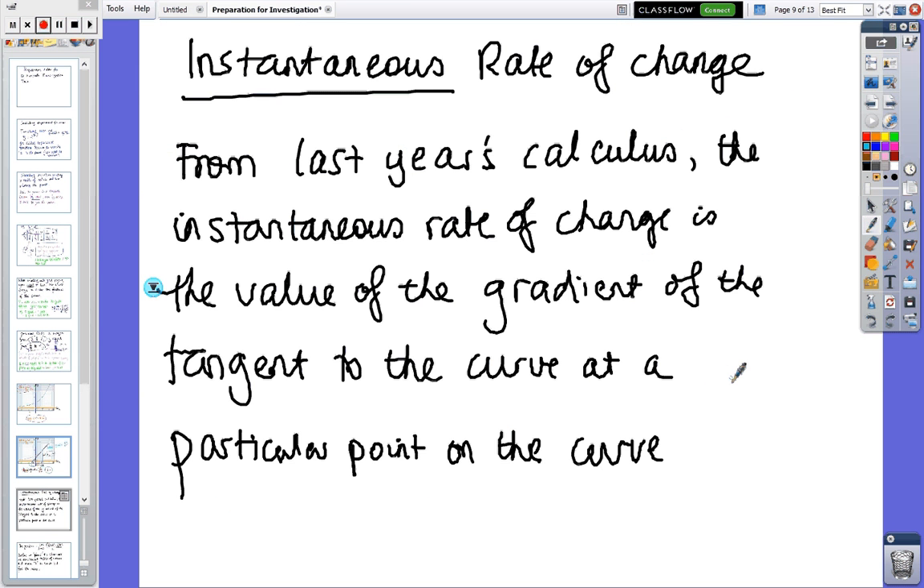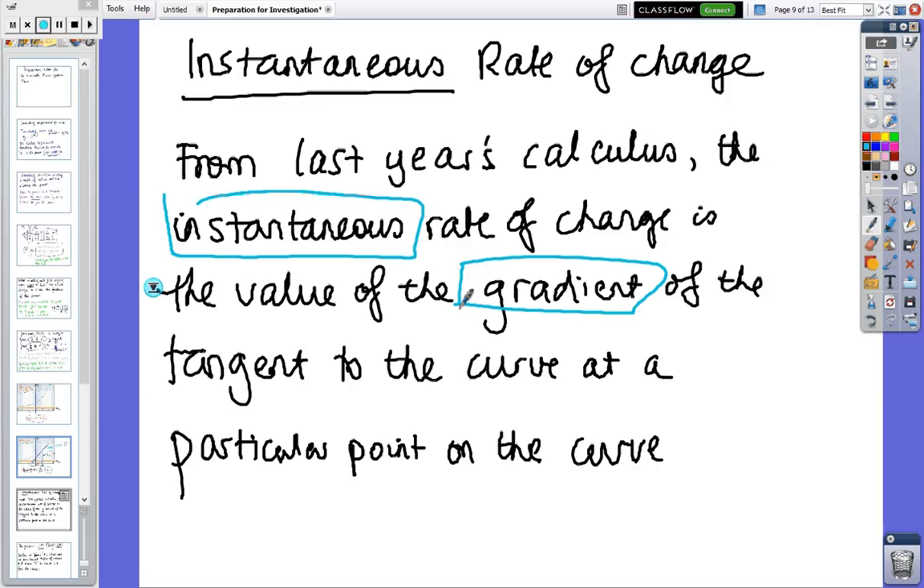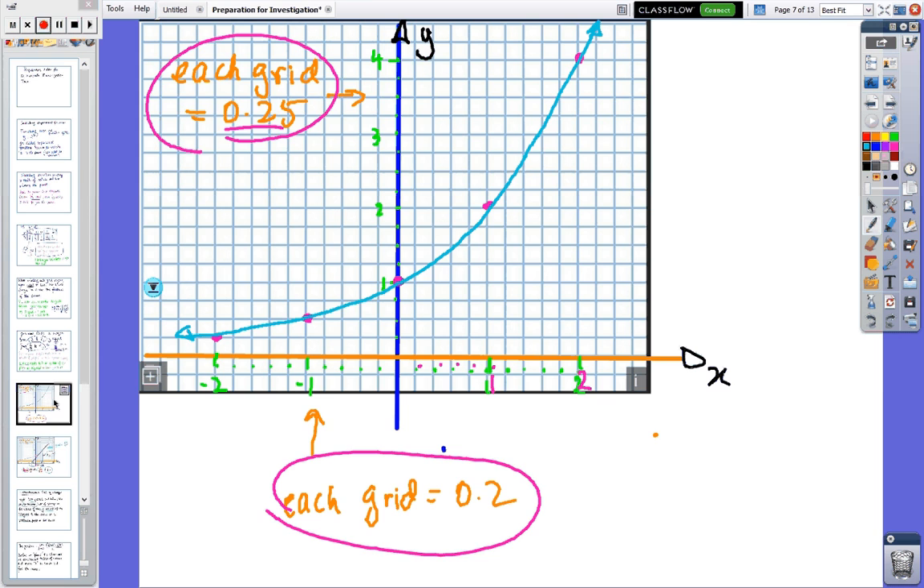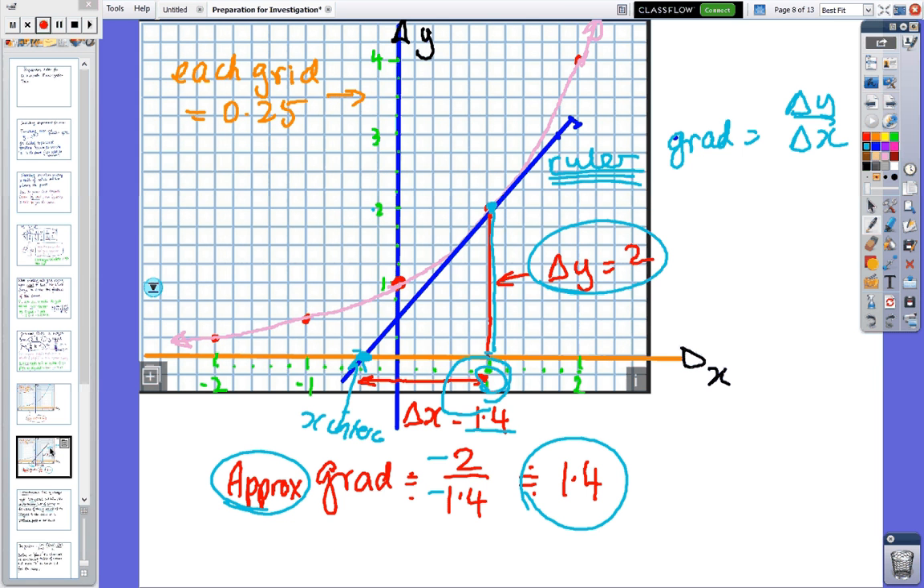Now we're going to connect it with the calculus, which is an instantaneous rate of change. From last year's calculus, the instantaneous rate of change is the value of the gradient of the tangent at a particular point. So when I go back to this one here, the instantaneous gradient is not necessarily going to be 1.4. It may be 1.4, but this is an approximate method. But we're trying to find the exact gradient at x equals 1, or x equals 2, or x equals minus 1, whatever.